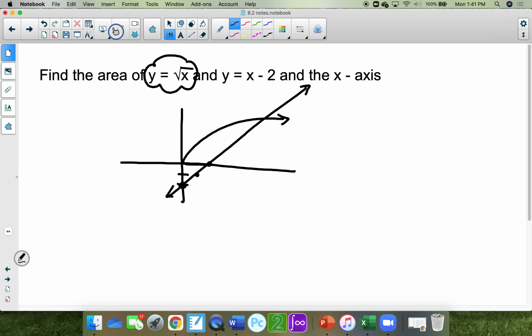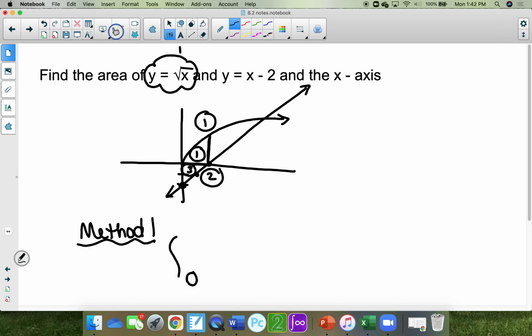And the x-axis. So notice that there's 1, this is the first one. This was my second line. And the x-axis is my third line. Do you see that there are 3? So there are 2 methods. This is method number 1. You have to decide which way you want to do it on the AP test. I can break it right here, and I can integrate this first section from 0 to 2. The top is the square root of x minus the bottom, which is 0 dx.